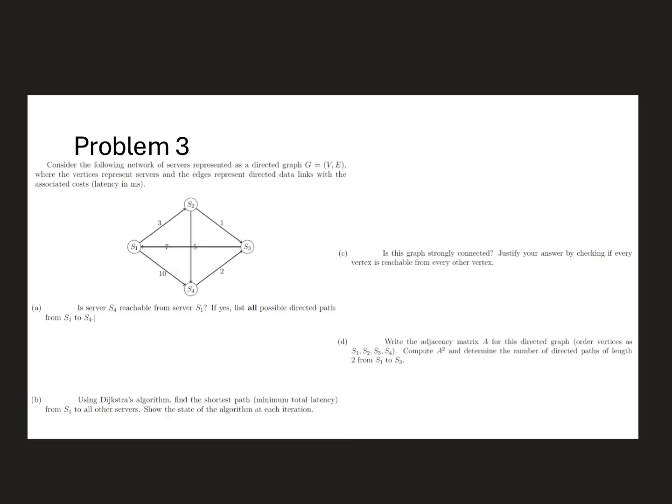Is server S4 reachable from server S1? Can I start at S1 and respect the directivity of the graph and reach S4? Yes, I can. One example for this is that I can do this. There are many other ways. So the answer here is yes. Then it says, if yes, list all possible directed paths from S1 to S4. So let's see those directed paths from S1 to S4.